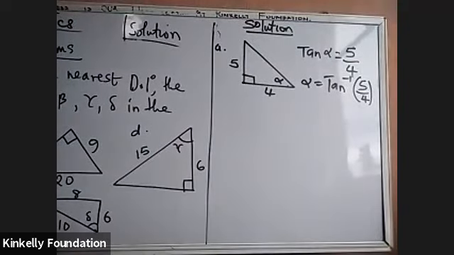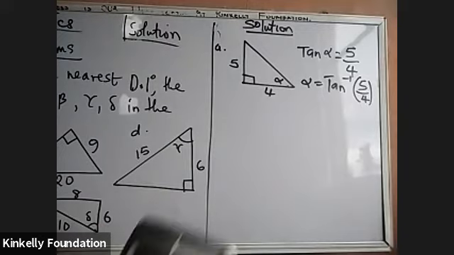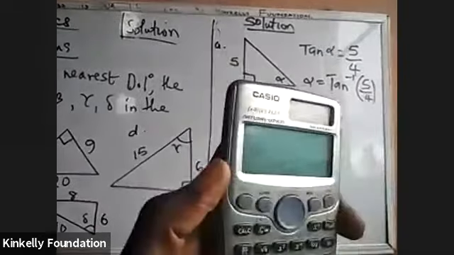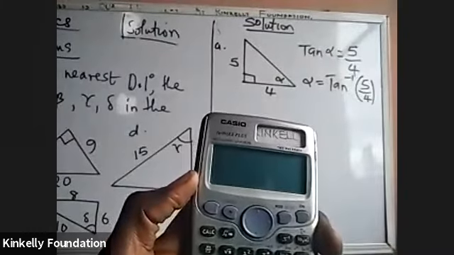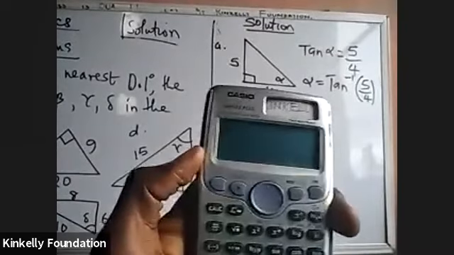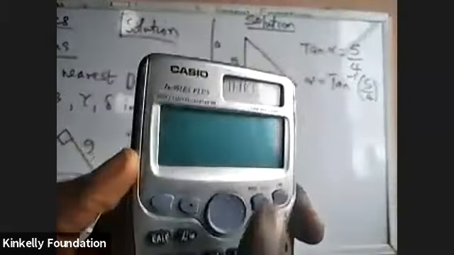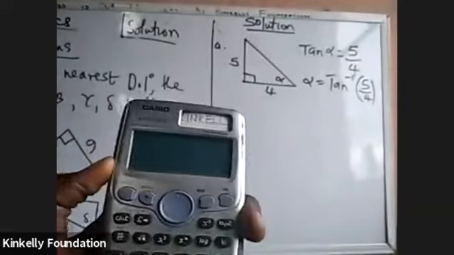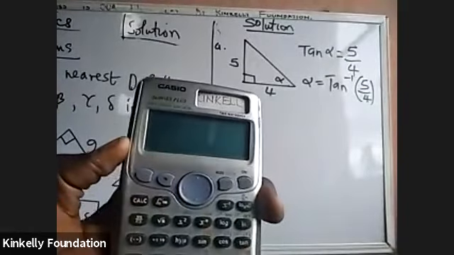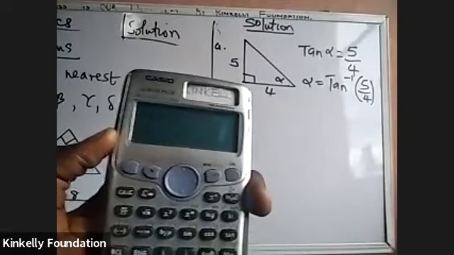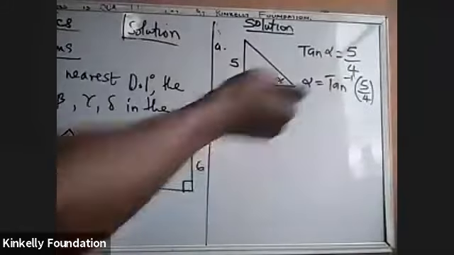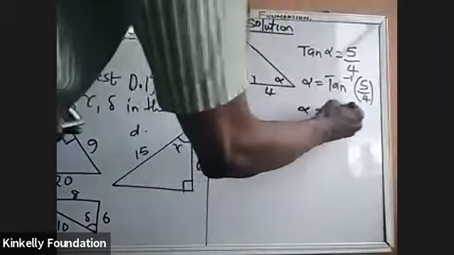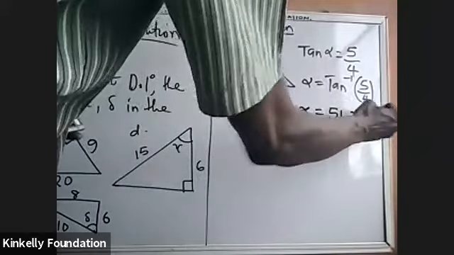So, with our calculator, we have 5 divided by 4, 5 over 4 is written inside it. Now shift tan inverse of your answer, we have what? 51.34. So we have that alpha is 51.34 degrees.